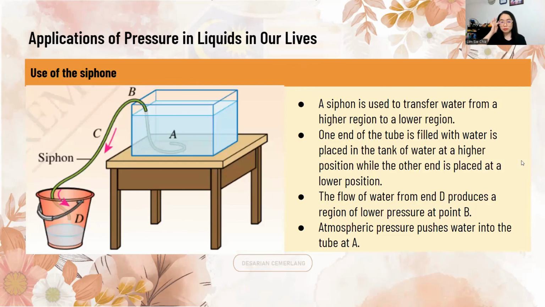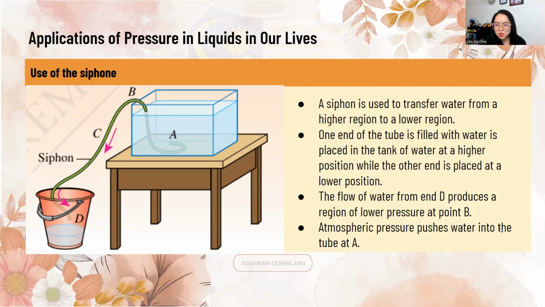Now, move on. This is another one, the use of a siphon. A siphon is used to transfer water from a higher region to a lower region. One end of the tube is filled with water and placed in the tank of water at a higher position, while the other end is placed at a lower position. You can see here, this is at a higher position and this is at a lower position. The flow of water from D produces a region of lower pressure at point B.